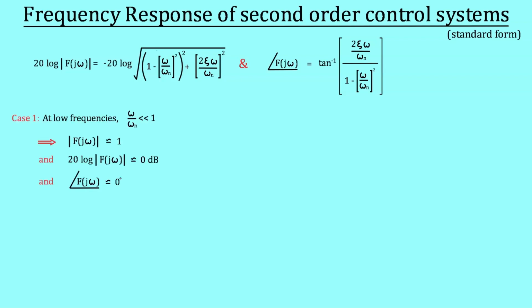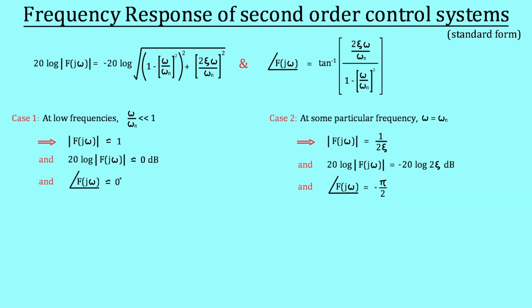At low frequency, when the operating frequency is significantly smaller than the natural frequency, the magnitude is approximately equal to 1, and in dB scale it will be 0 dB. The phase in this case will come out to be equal to 0. The second case is when we take a random case, like suppose the operating frequency is exactly equal to the natural frequency.